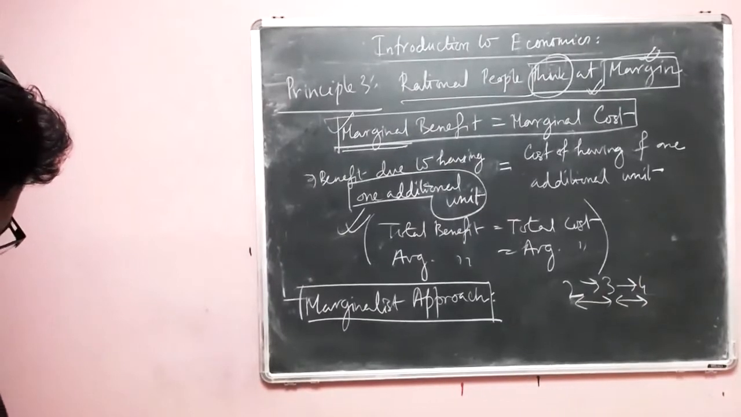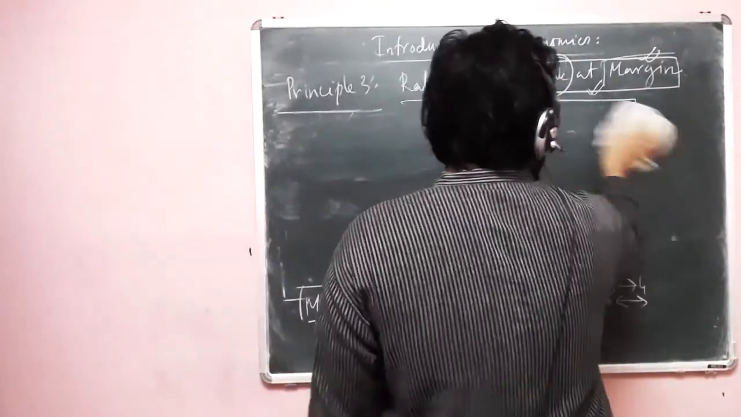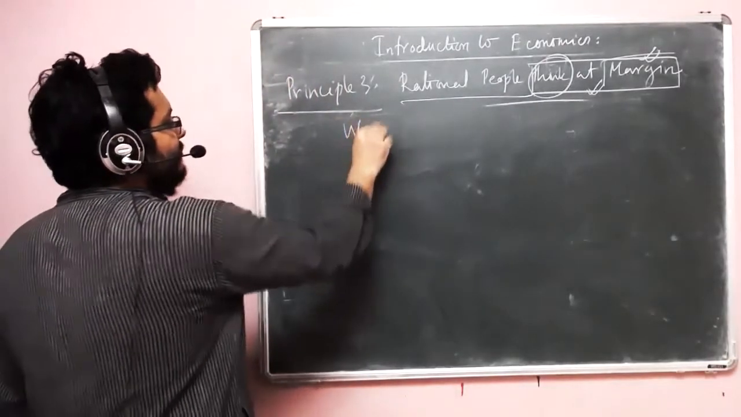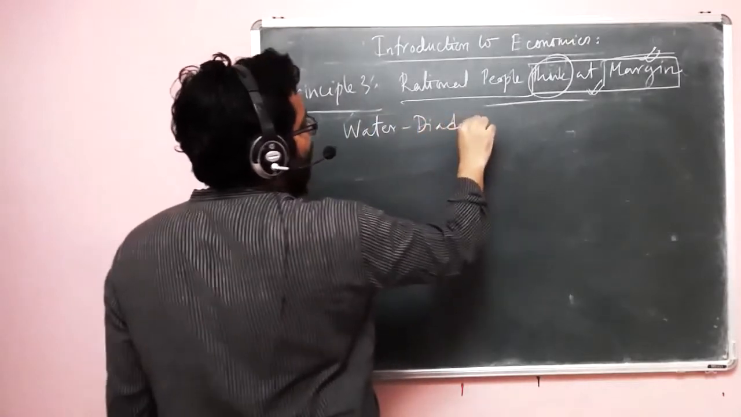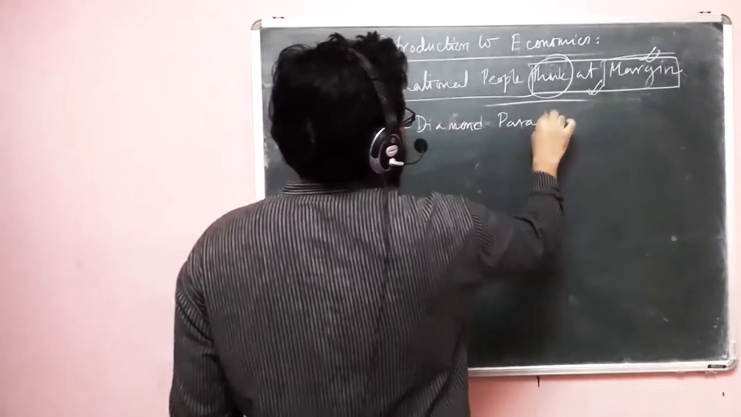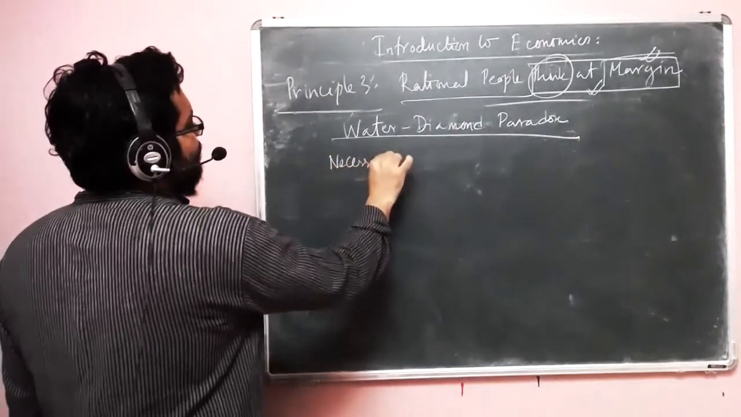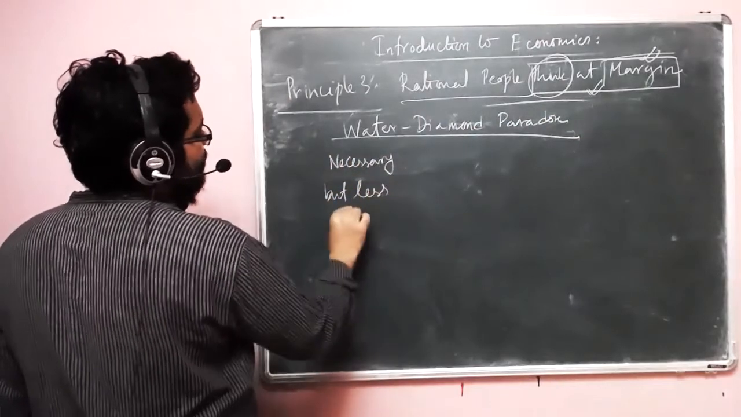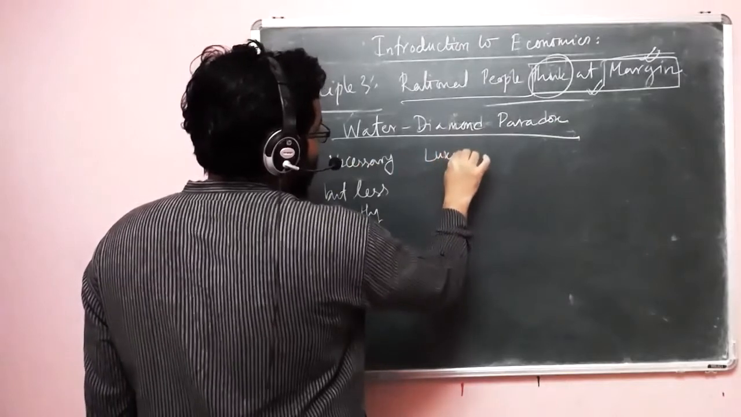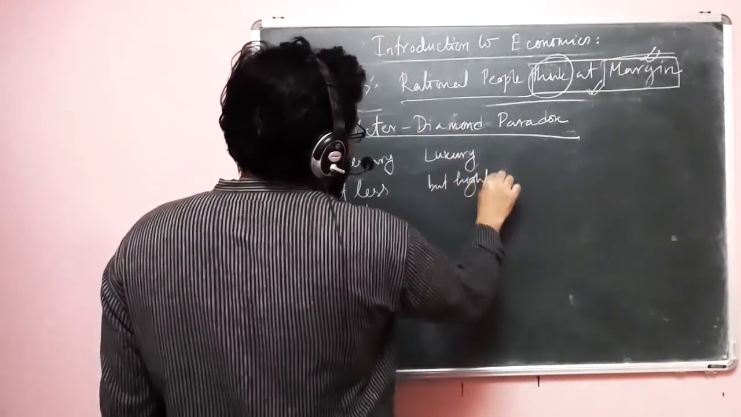Now, one of the classic examples which justifies that this is the best approach that we have is famously known as the water diamond paradox. The question it asks is pretty simple. It says water is necessary, but less costly. And diamond is luxury, or should I say conspicuous, but highly costly.